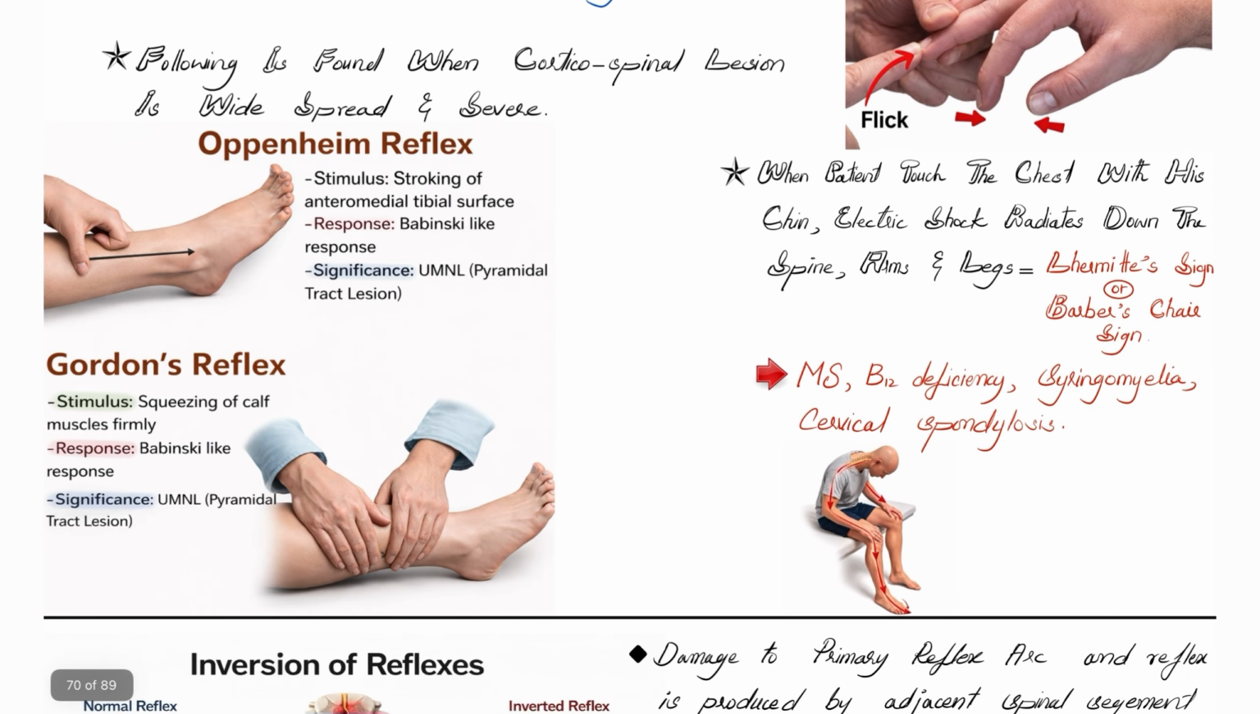Now there is another amazing sign. When the patient tries to touch the chest with his chin, an electric shock radiates down the spine, arms and legs, and this is called Lhermitte's sign or barber's chair sign. This is found in multiple sclerosis, vitamin B12 deficiency, syringomyelia, and cervical spondylosis.